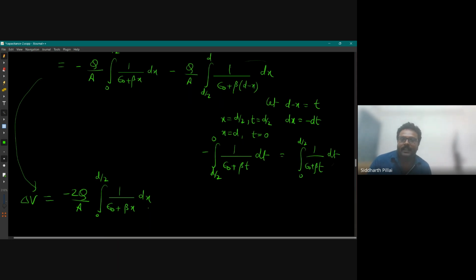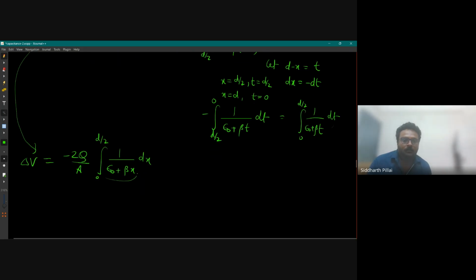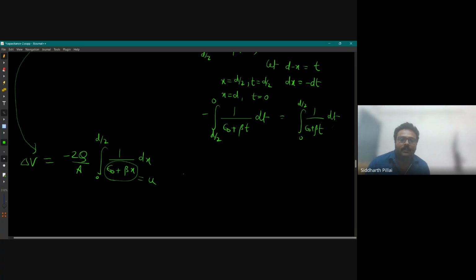Now this we can integrate easily. I can make a change of variable, let it be equal to u. So I'll get beta into dx is equal to du, or dx is equal to du by beta. Okay. So I'll get minus 2 by A, I'll put the limits later, 1 by u du with a beta multiplied down here.